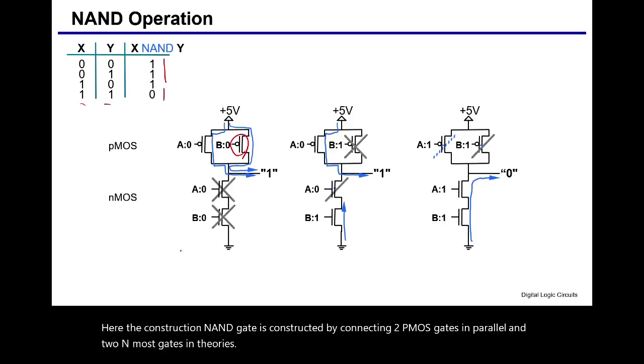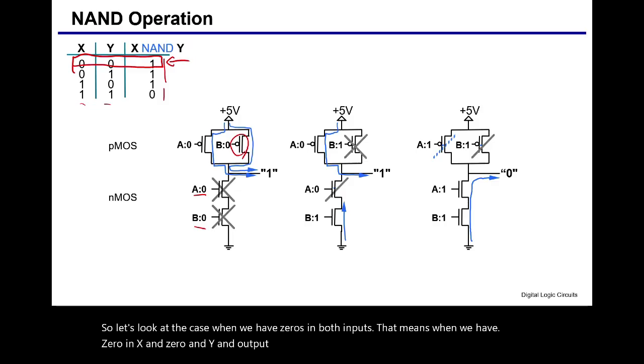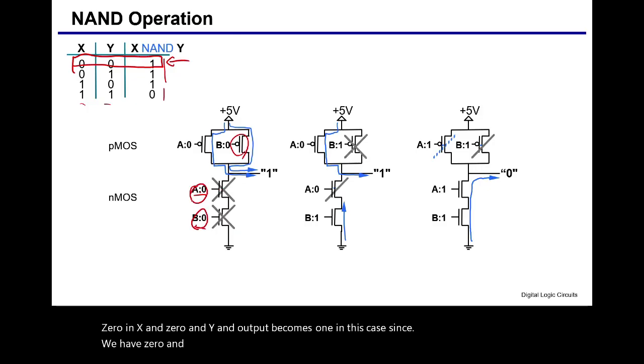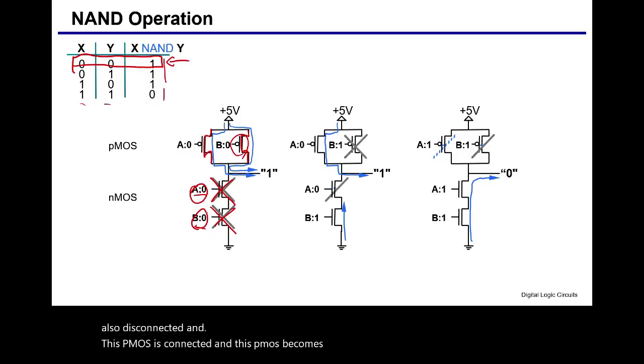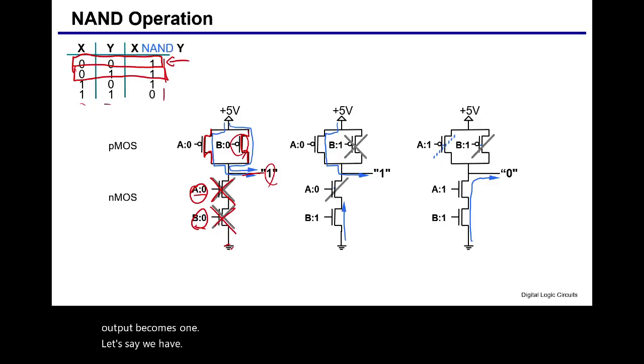So let's look at the case when we have zeros in both inputs. That means when we have 0 in X and 0 in Y, the output becomes 1. In this case, since we have 0 and 0 at the inputs of the PMOS gates, this one is disconnected and this one is also disconnected, and this PMOS becomes connected and this PMOS becomes connected. That means the ground doesn't affect the output and the power source is connected to the output, so the output becomes 1. Let's say we have 0 and 1 in both inputs.